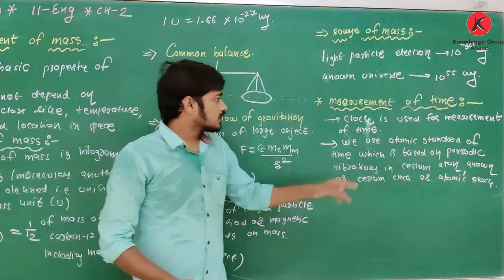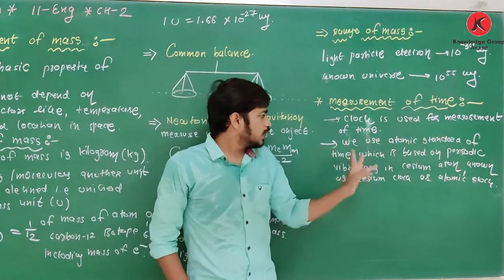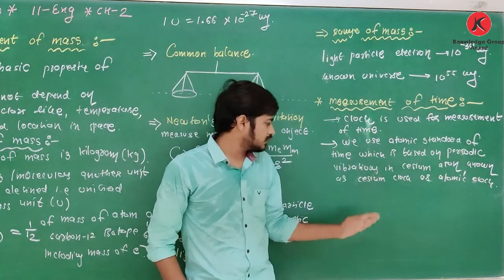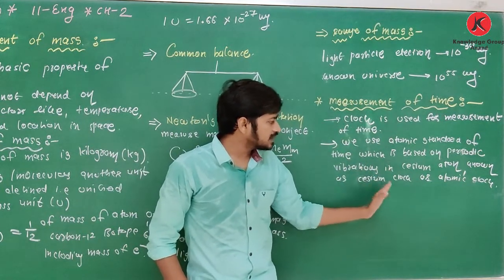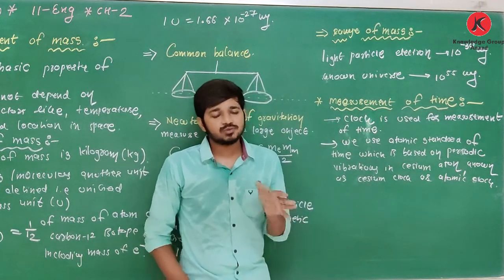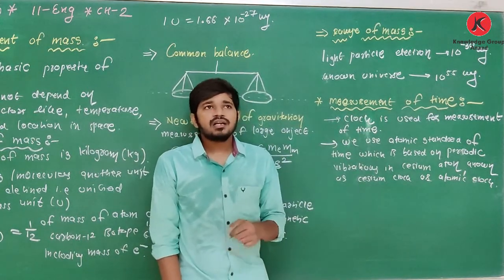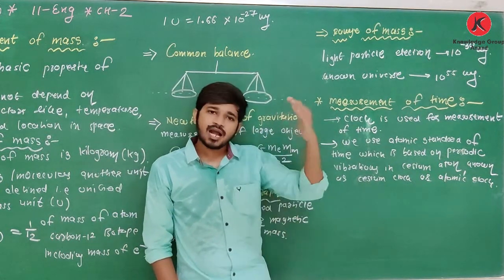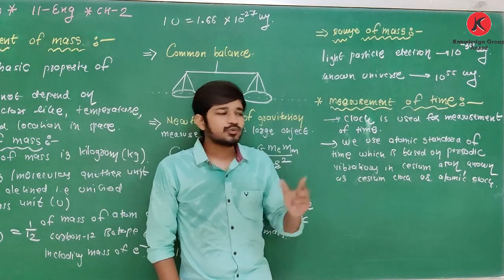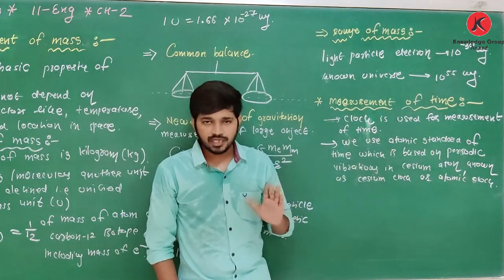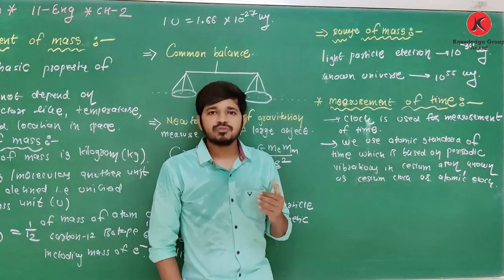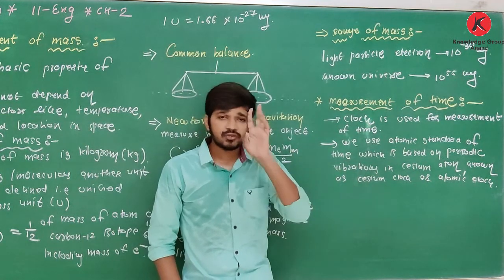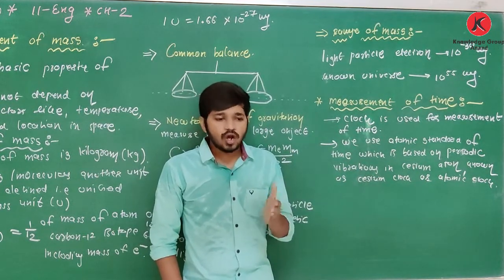Okay, so yes, clock is used for measurement of time. We use the atomic standard of time, which is based on periodic vibrations in the cesium atom, known as the cesium clock or atomic clock. Now, cesium is one element. In 12th, you will study it. When an electron makes a transition from a higher energy level to a lower energy level, it will emit some electromagnetic waves.